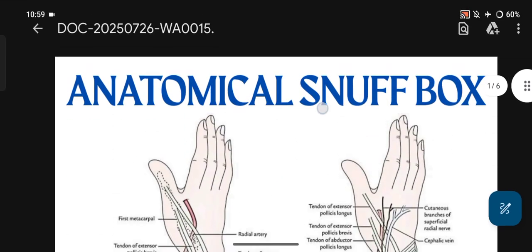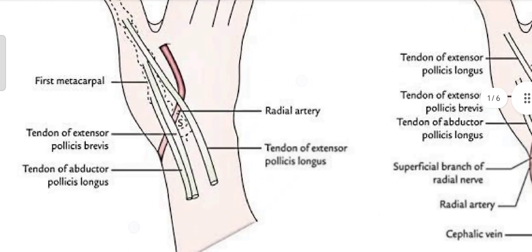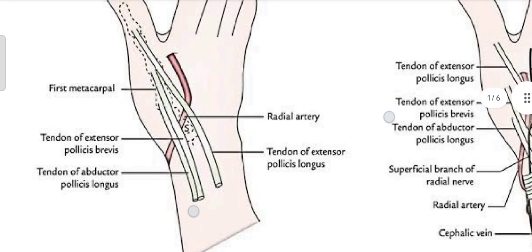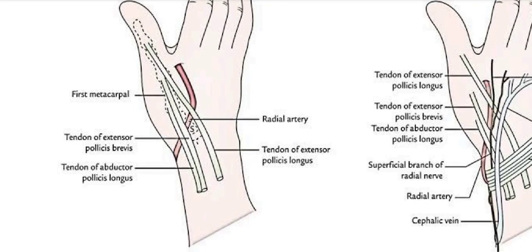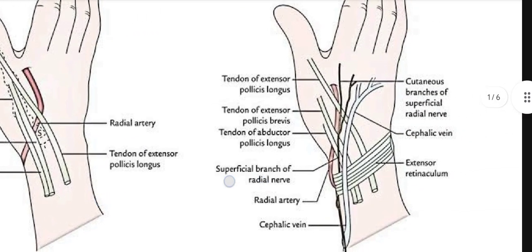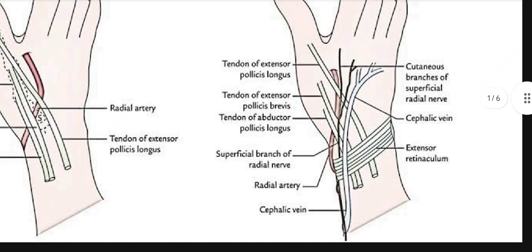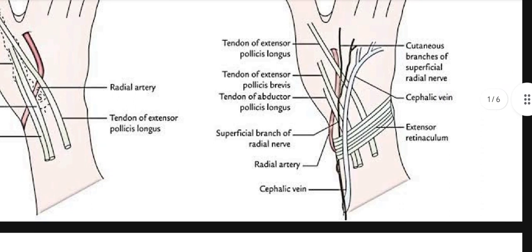If you see the diagram, then first of all, there is the tendon of extensor pollicis longus, there is tendon of abductor pollicis longus, there is tendons of extensor pollicis brevis. So these are the borders, and the red colored artery is radial artery. And in this diagram, you can see the clear cut. There is tendon of extensor pollicis longus, tendon of extensor pollicis brevis, tendon of abductor pollicis longus, superficial branch of radial nerve, radial artery, cephalic vein, cutaneous branch of superficial radial nerve, cephalic vein, etc.